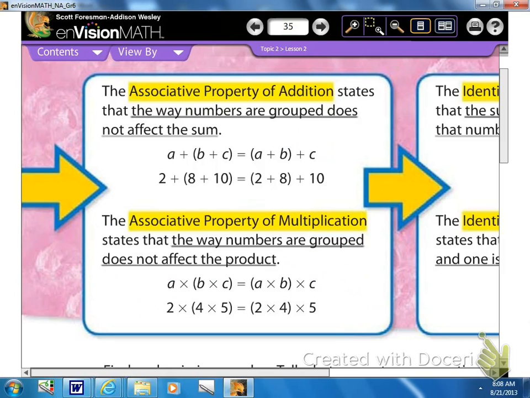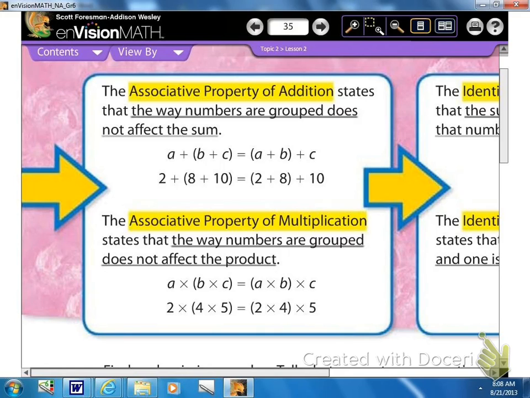Okay, make sure you're taking notes here, and we're moving on to the associative property. The associative property of addition and multiplication. Think of the word associative and the word in that, which is associate. Who do you associate with? Who do you group yourself with? And maybe that will help you remember this.